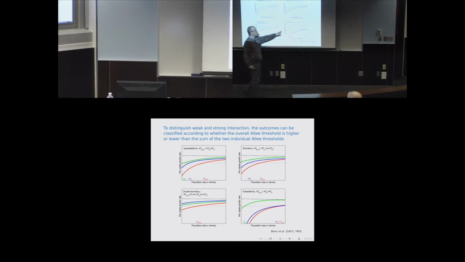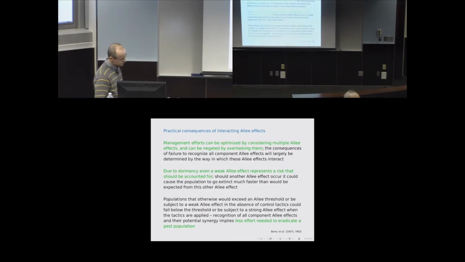And the final situation, which I call subadditivity, is such that one of the Allee effects doesn't contribute much to the resulting Allee threshold, so these two Allee thresholds are almost the same regardless of this mechanism, so adding this mechanism doesn't bring anything important into the population dynamics. So these are four possibilities of how to distinguish weak and strong interaction of two Allee effects. And these interactions have important consequences for many kinds of applied biology.